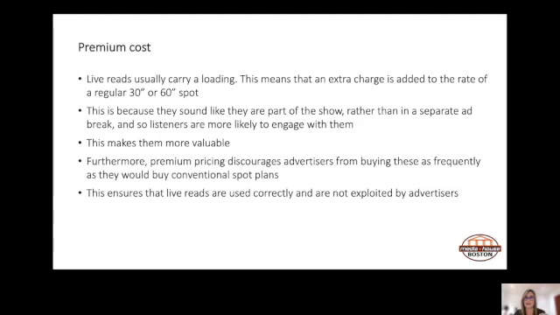In simple terms, they sound like they're part of the show, rather than being in a separate ad break. So listeners are more likely to engage with them, and this then makes the live read more valuable. Furthermore, premium pricing discourages advertisers from buying these as frequently as they would buy conventional spot plans. This ensures that live reads are used correctly and are not exploited by advertisers.